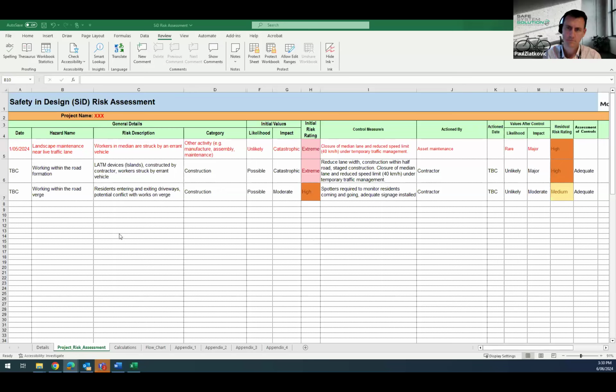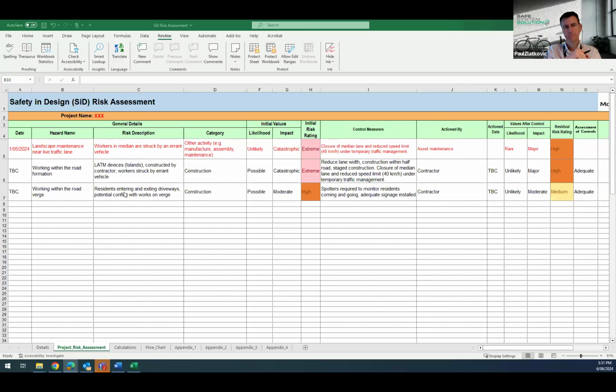A couple of control measures could be possible: reduce lane width, construction within half the road. That would be staging the construction, closing off the median lane and reducing speed, obviously, and traffic management, which would help. Action by a contractor. With that, the likelihood would be unlikely, impact major, risk potentially still high. And that's the first one.